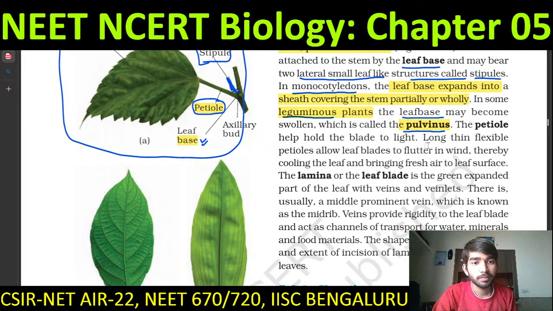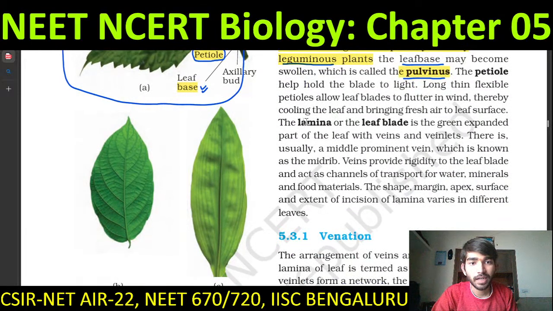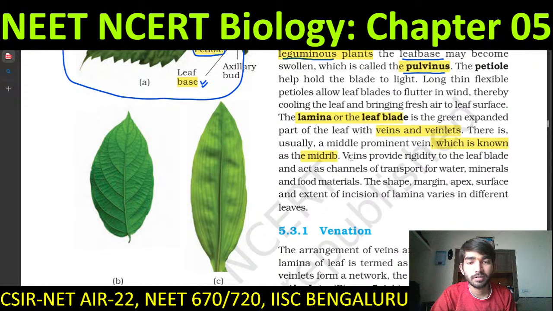Petiole helps hold the blade to the light, and the lamina or the leaf blade is the green expanded part of the leaf with veins and veinlets. These are important for transporting water, minerals, and also bringing different kinds of phytohormones, or plant growth regulators, PGRs. There is usually a middle prominent vein which is known as the midrib. This might not be asked directly, but it is good to know.